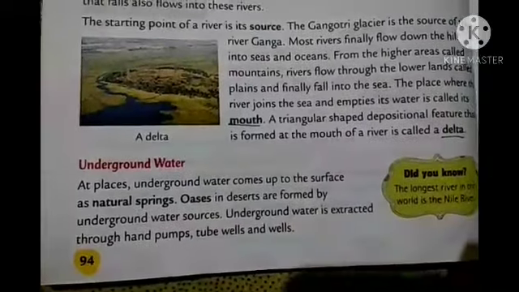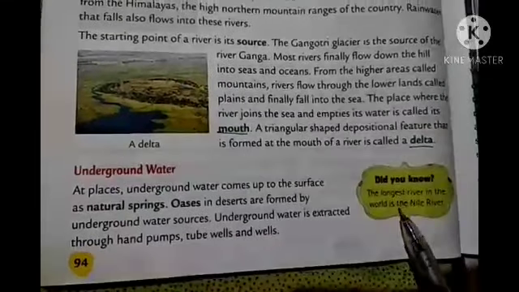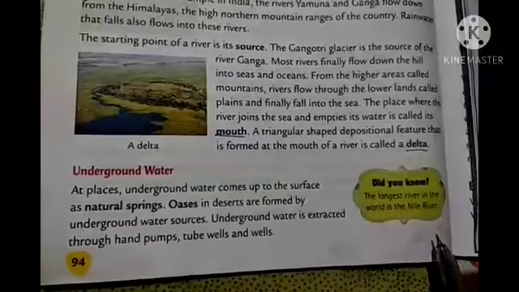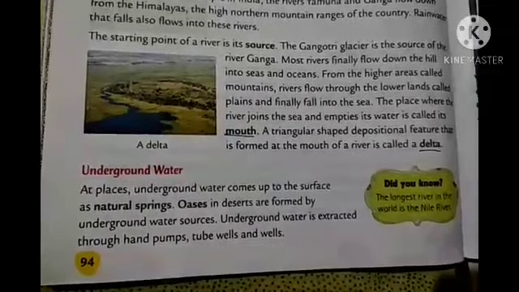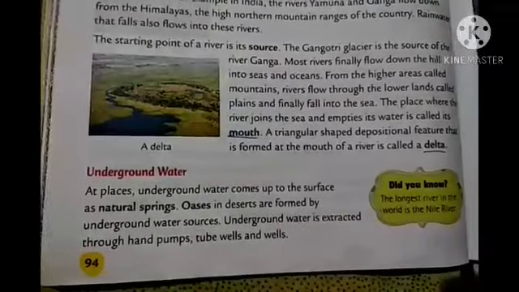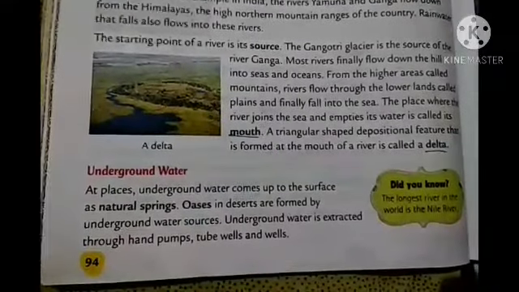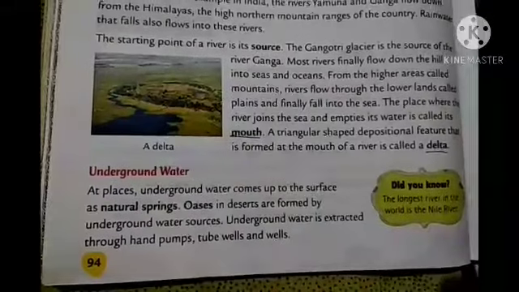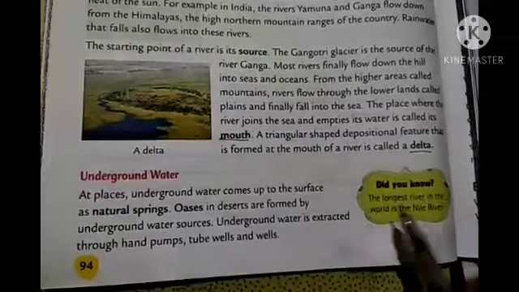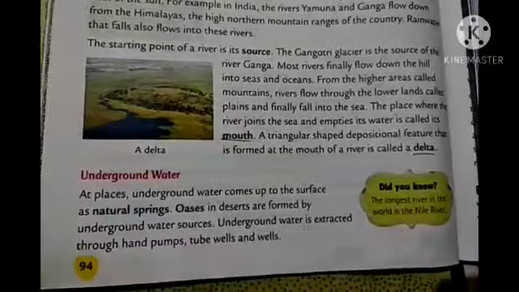And here you see, students, did you know the longest river in the world is the Nile River, right? And what is the longest river in India? Do you know? The longest river in India is River Indus. If I ask you the longest river in the world, you have to say Nile River.